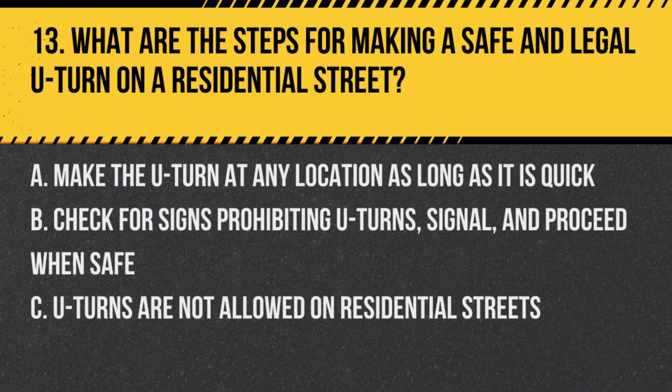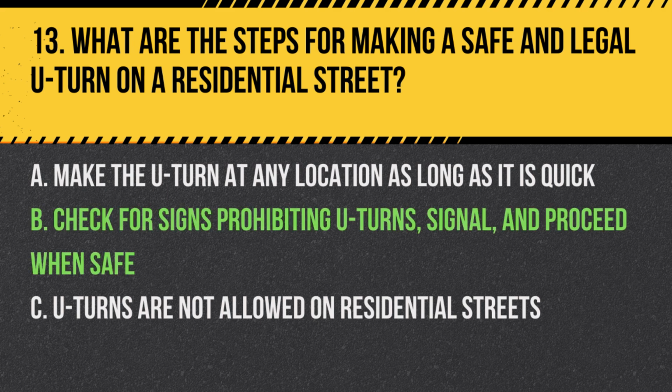Question 13. What are the steps for making a safe and legal U-turn on a residential street? A. Make the U-turn at any location as long as it is quick. B. Check for signs prohibiting U-turns, signal, and proceed when safe. C. U-turns are not allowed on residential streets.